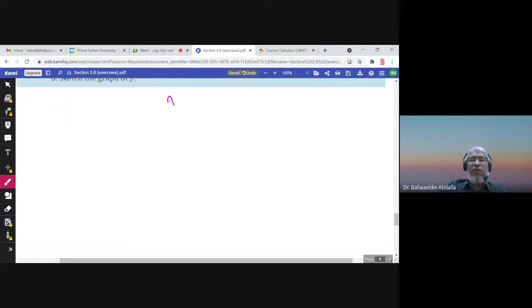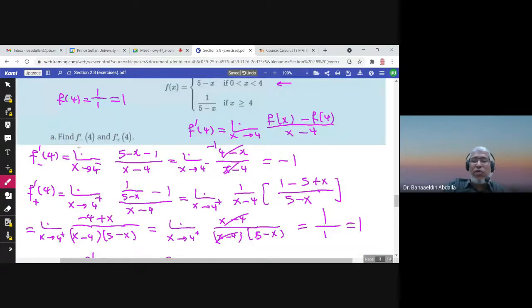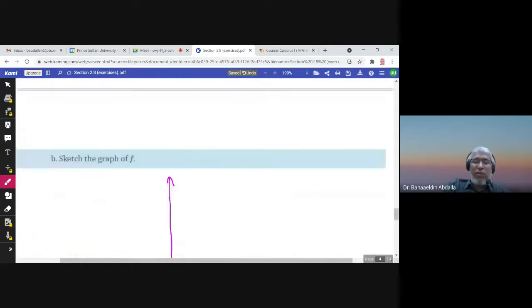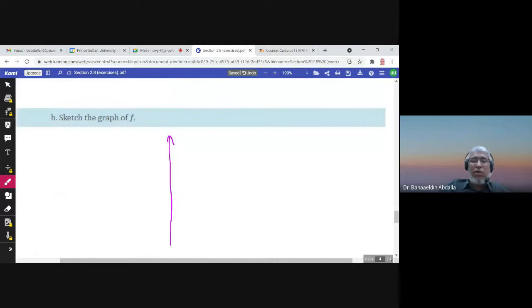Okay, f is a piecewise function. It has 3 definitions. What are the important points? 0 and 4. So 1, 2, 3, 4, x. This is x, 0 and 4.